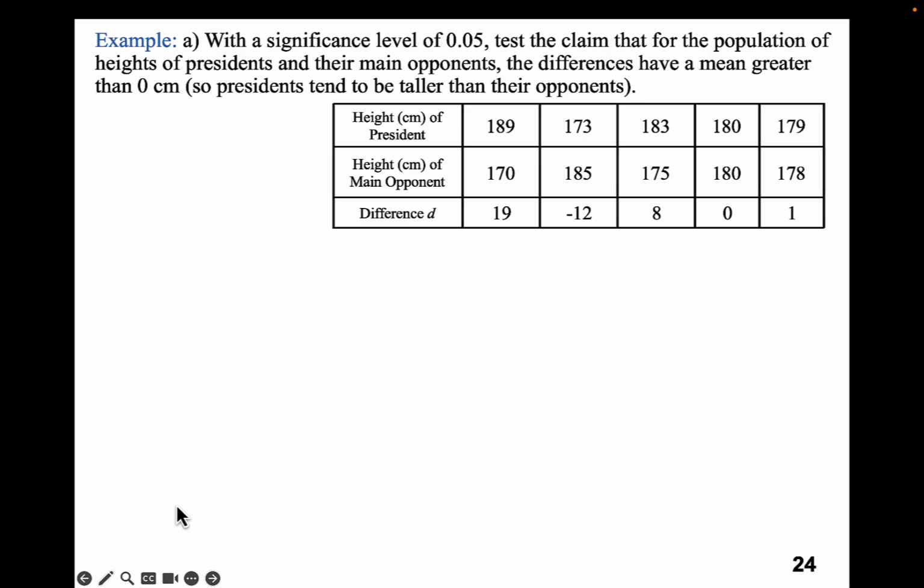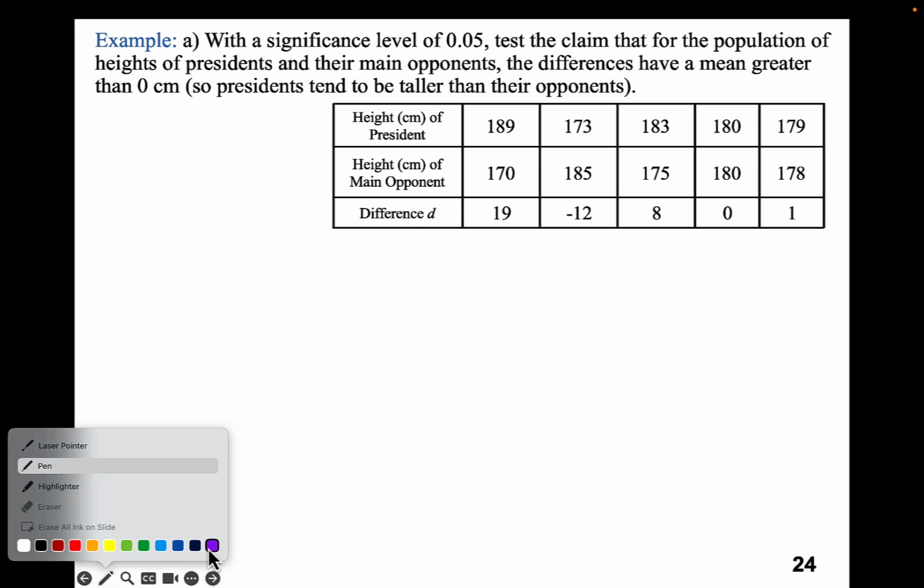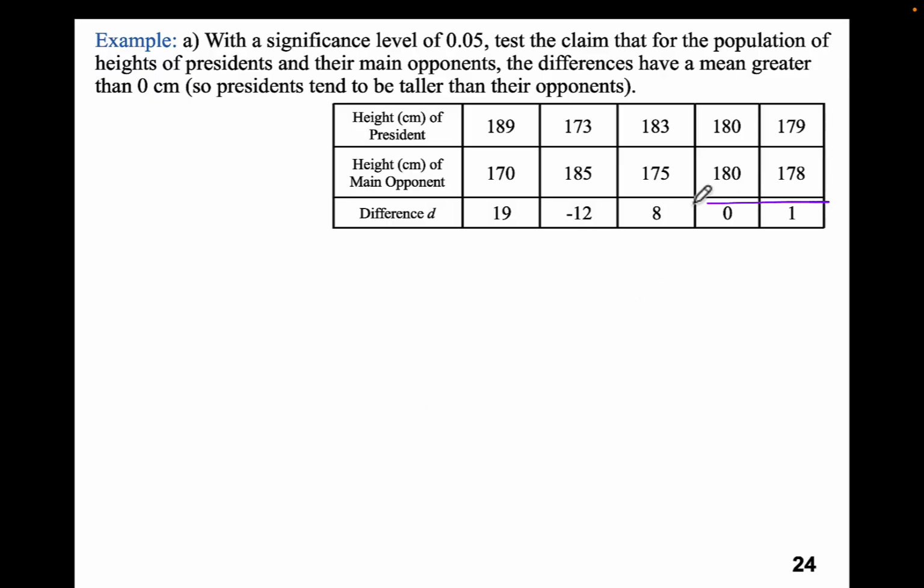So it is actually these values that we're now interested in, because we're going to test the claim that for a population of heights of presidents and their main opponents, the differences have a mean greater than 0. So these are the differences right here: the 19, the minus 12, the 8, the 0, and the 1. So let's set up our null and alternative hypotheses.